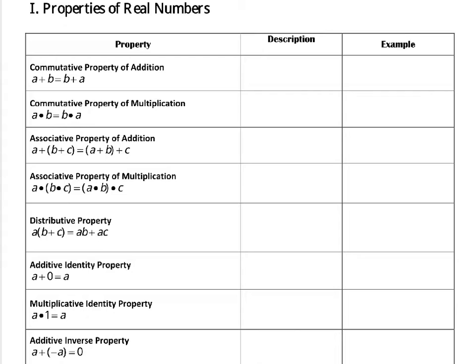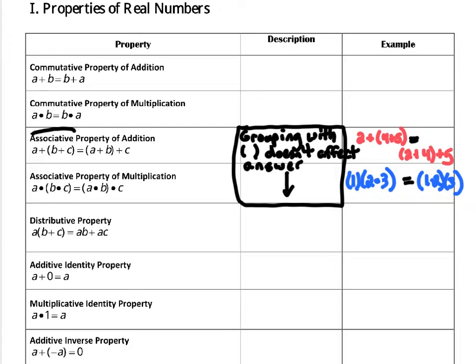The next two properties deal with addition and multiplication, and they're called the associative properties. Now, in student-friendly language, associative simply means grouping. So when you see that word, think grouping, and how we group things in math is with parentheses. So simply put, it doesn't matter how you group or what you put in parentheses, you will still get the same answer.